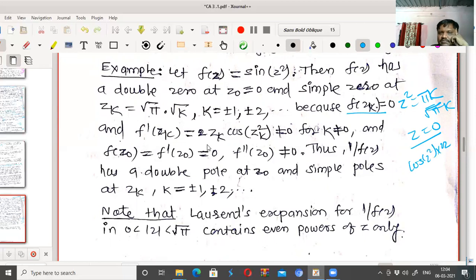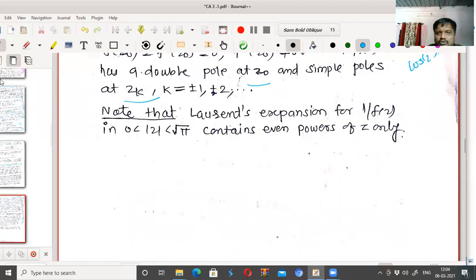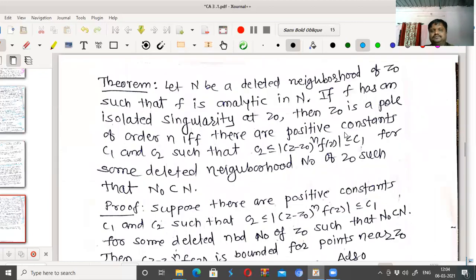So f dash at zk becomes 2zk cos of zk square, which is not equal to 0 for k not equal to 0. And so f of z0 is 0, but f dash at z0 is not equal to 0. So 1 by f of z has a double pole at z0 and a simple pole at zk. Note that the Laurent expansion for 1 upon f of z in 0 less than mod z less than root pi contains even powers of z only.